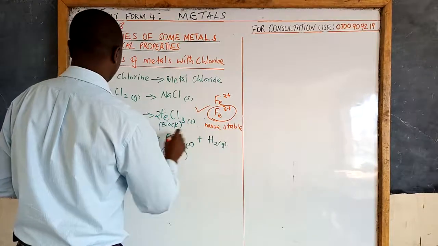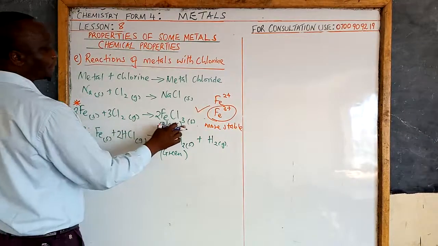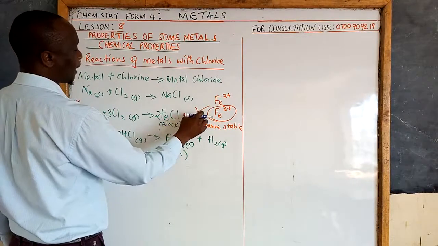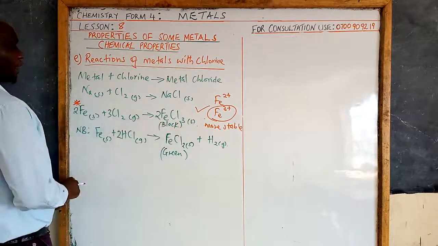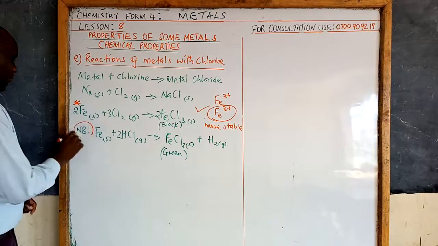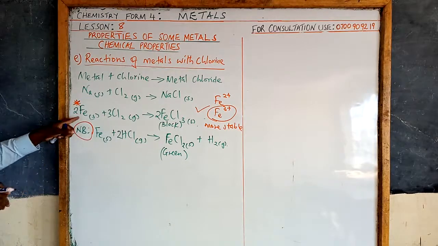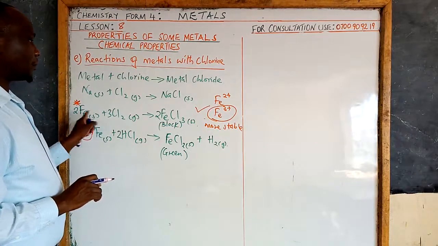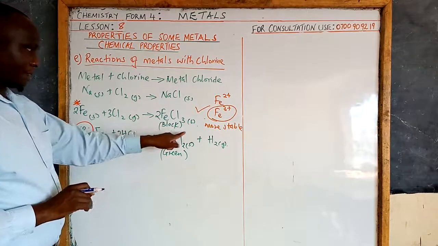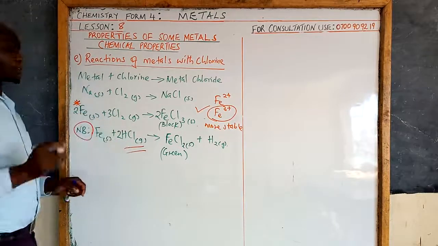So in this case, when you react chlorine with iron, iron 3 chloride is formed instead of iron 2 because iron 3 chloride is more stable than iron 2. However, I have indicated there NB. Note this. When chlorine is passed over iron filings, mostly you find that it is iron 3 chloride that is formed. However, sometimes in the exam students confuse.